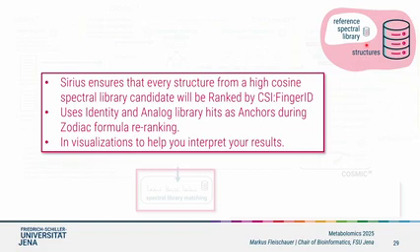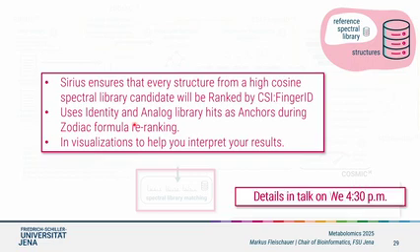And the other thing we are using them for is Zodiac. I will not talk about Zodiac today, it's basically a network approach to improve formula rankings, and this network will also use the identity and the analog library hits as anchors during the algorithm. If you want to hear a bit more about that, I will talk about it in my talk on Wednesday.